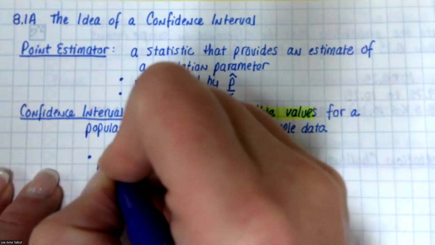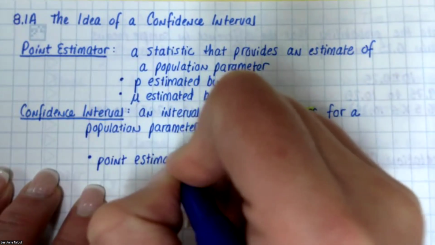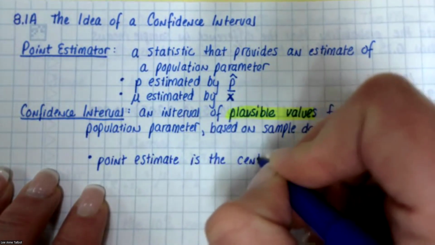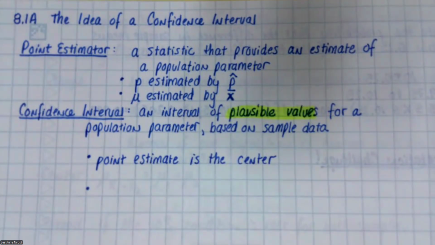The point estimate is the center. Does that make sense? If I took that random sample and today was 53 degrees, my best estimate and the center of my guess would be 53 degrees. Okay.